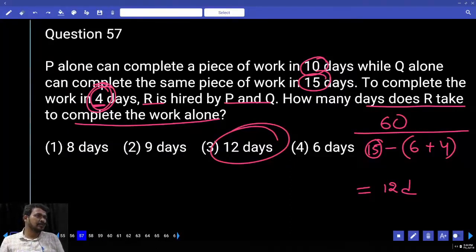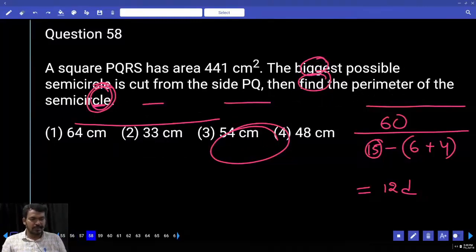3% efficiency minus 2% efficiency, we are getting the R efficiency. 60 by 5, we are getting how many days? 12 days. Next, question number 58.